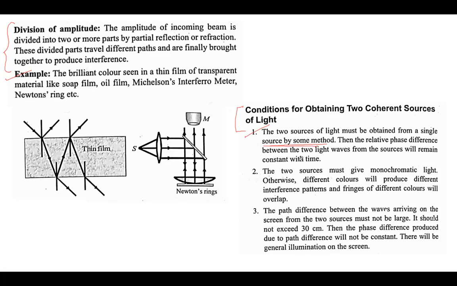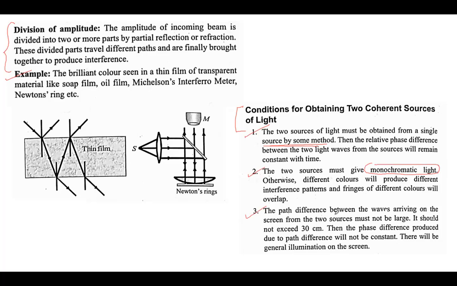Then the relative phase difference between the two light waves from the sources will remain constant with time. The two sources must give monochromatic light, है ना, monochromatic light मिलना चाहिए इन sources से. Otherwise, different colors will produce different interference patterns and fringes of different colors will overlap.